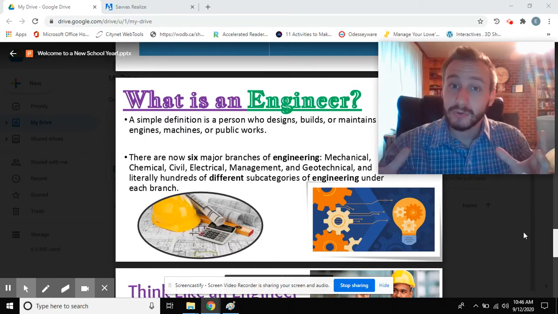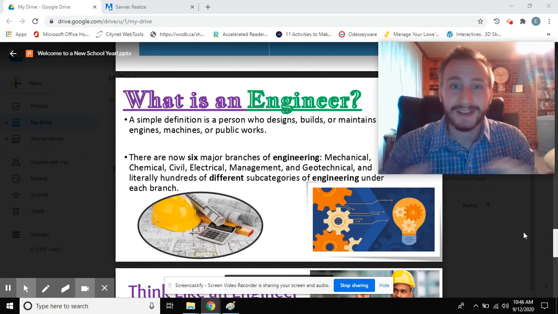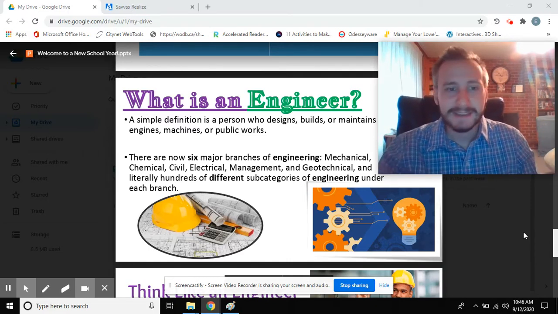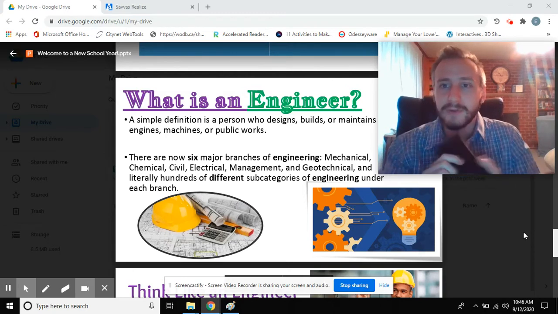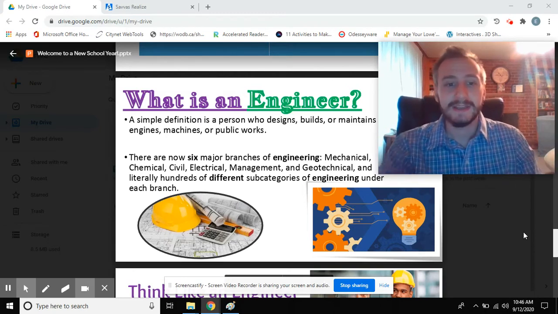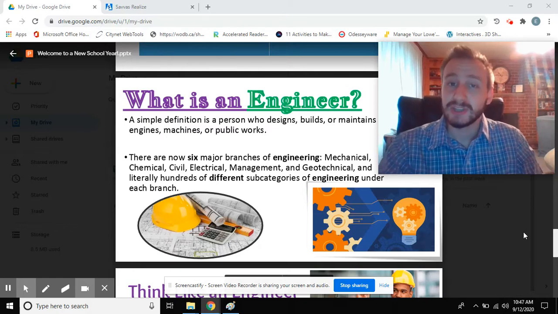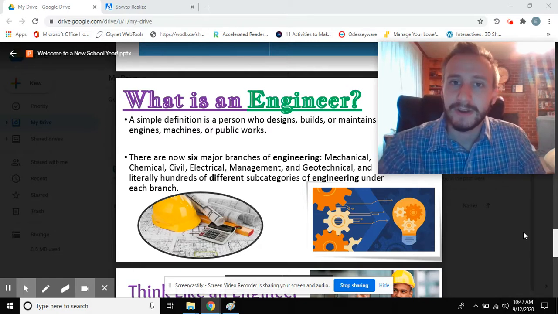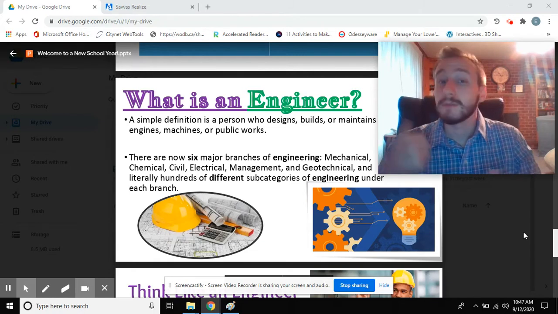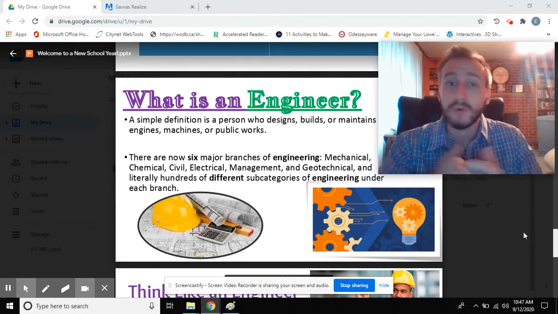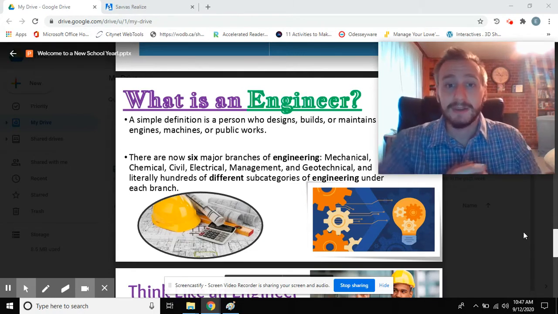There's electrical engineers. They're the ones that are using electricity to make devices like our smartphones, our computers, our cameras, things that take electricity to run. There's management engineers. This one's not talked about that often, but these are the people that are making our businesses run better, more efficient, make the most money, okay, make better products.